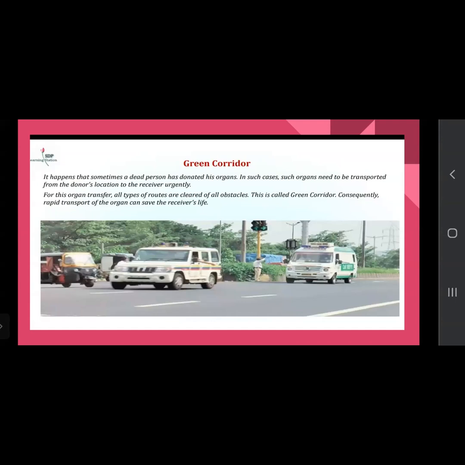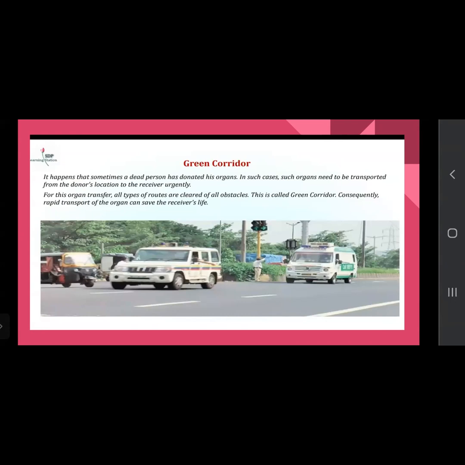Why? Because the organs have to be transplanted, so they have to be urgently moved to the receivers. For this organ transfer, all routes are cleared of all obstacles. Before the organ is transferred, the mode of transportation is decided, and all obstacles are cleared. If the roads are busy, they are made clear. This is called a green corridor.